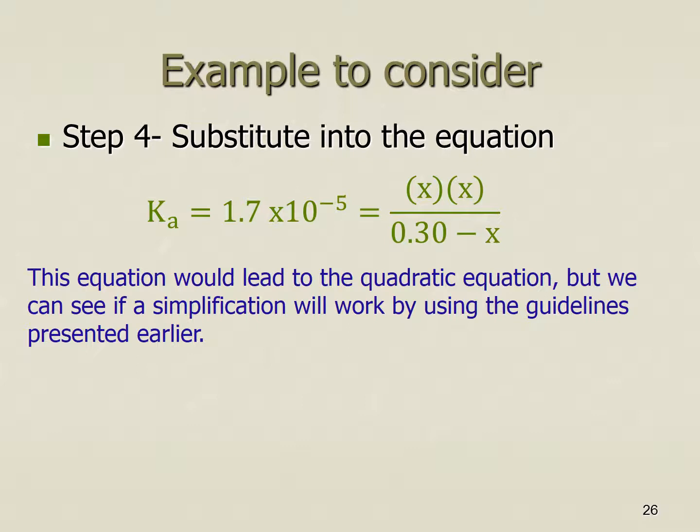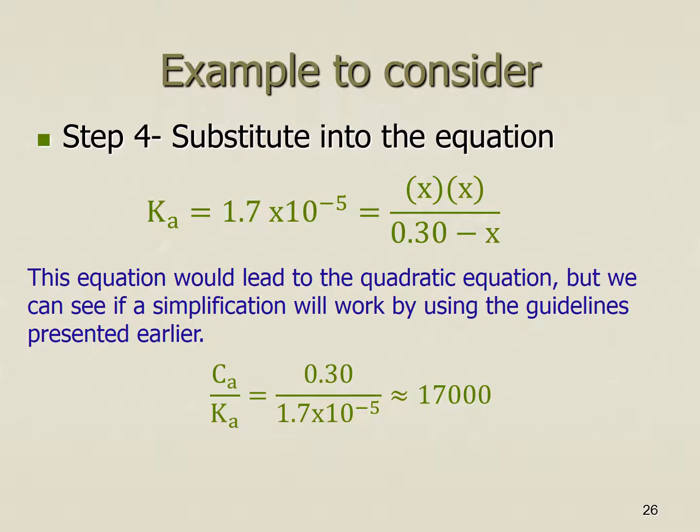Now, we could solve this very easily for X because it's one equation and one unknown. However, you notice that the way it is, you're going to end up with the quadratic equation. What would you do? You would have to take the 1.7 times 10 to the minus 5, distribute it times 0.3 minus X equals X squared. But remember our simplifying calculation first. We're going to see if it will work by using the guidelines that we talked about earlier. So what do we do? We take Ca over Ka. Ca is 0.3, the concentration of the acid, divided by Ka, 1.7 times 10 to the minus 5th.